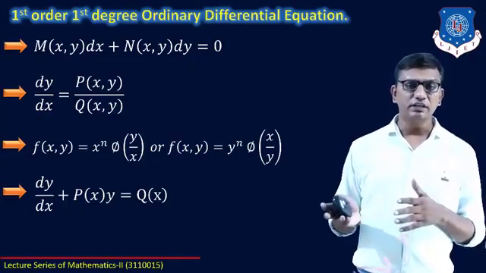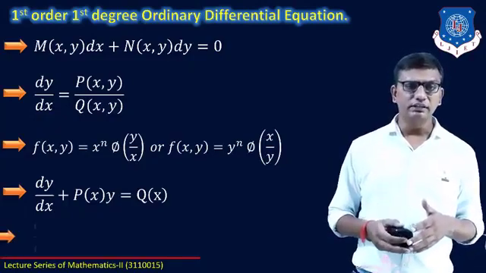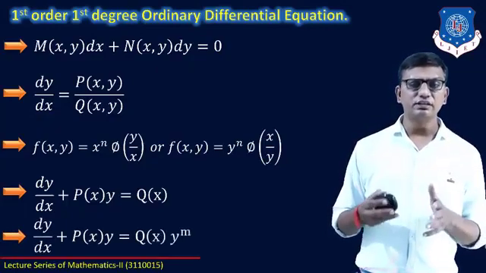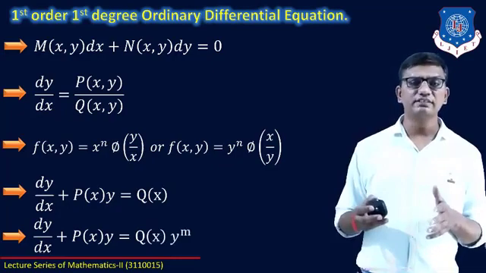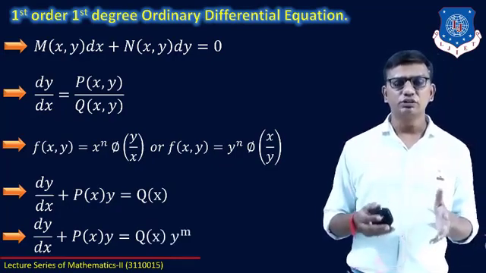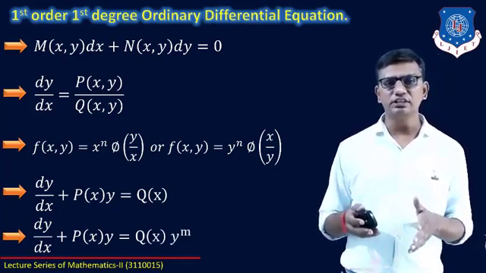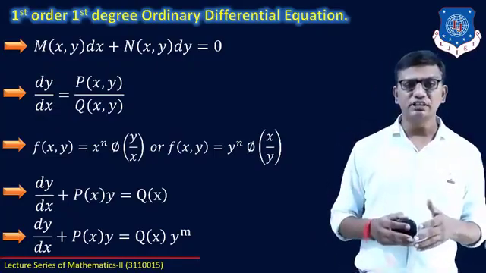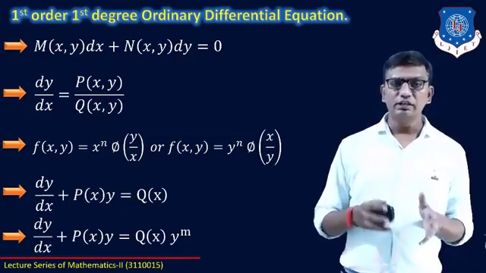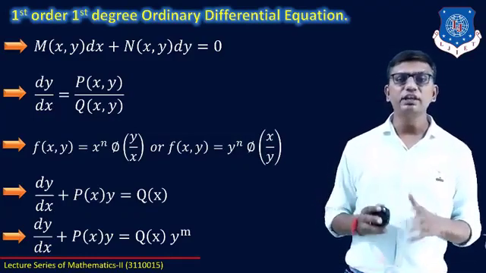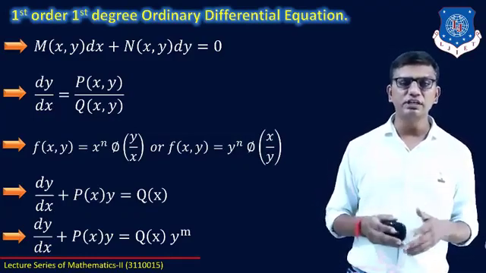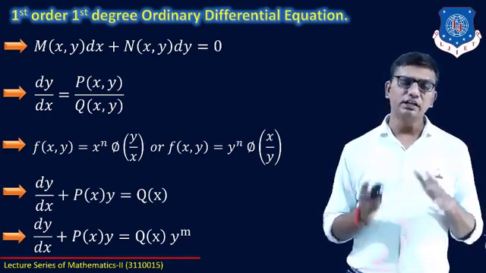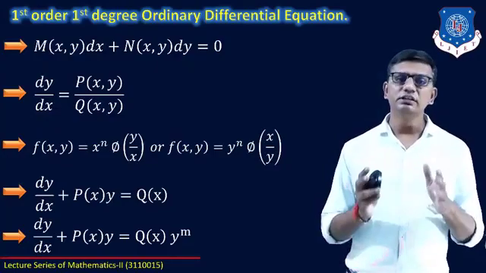And in the last lecture, we said that dy by dx plus P of x into y equal to Q of x, y raised to n, is a first order first degree non-linear differential equation. It is also known as Bernoulli's equation. To solve this differential equation, we convert it into the first order first degree linear differential equation by using u equal to y raised to 1 minus n, and then again apply the linear method.